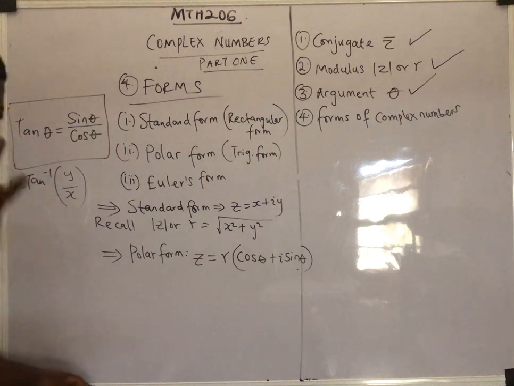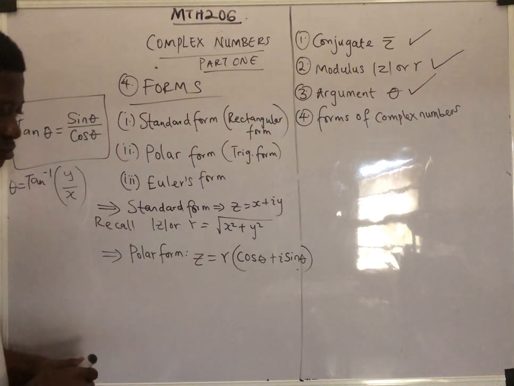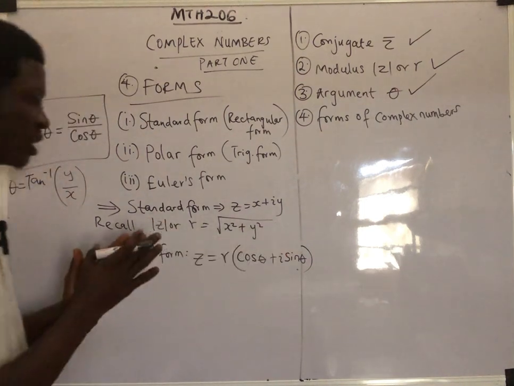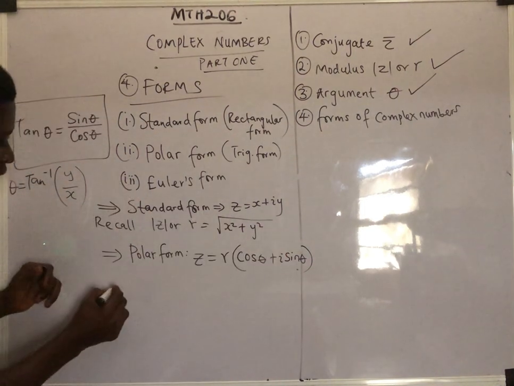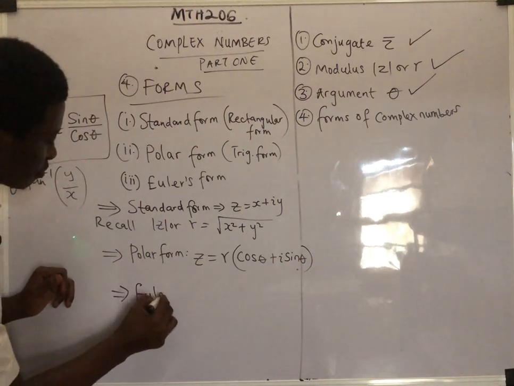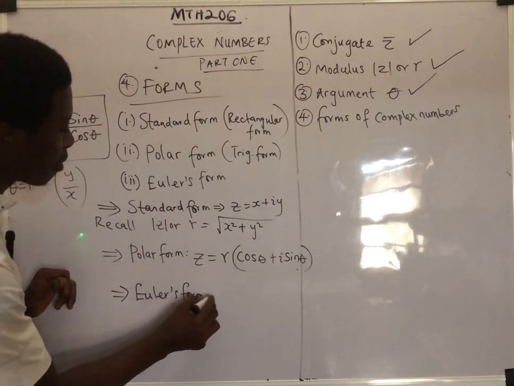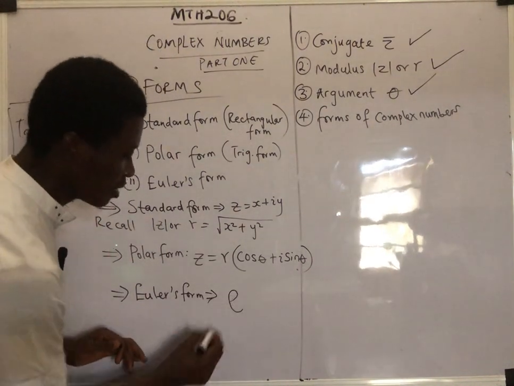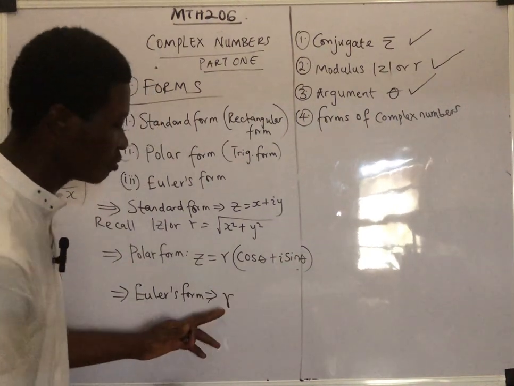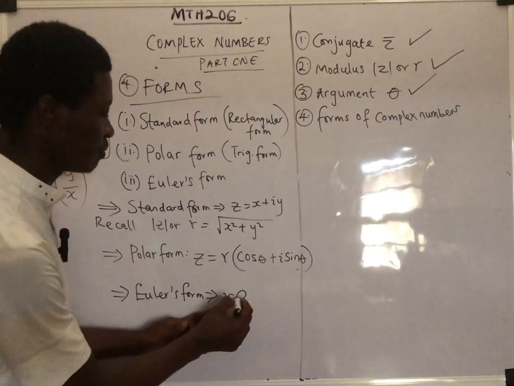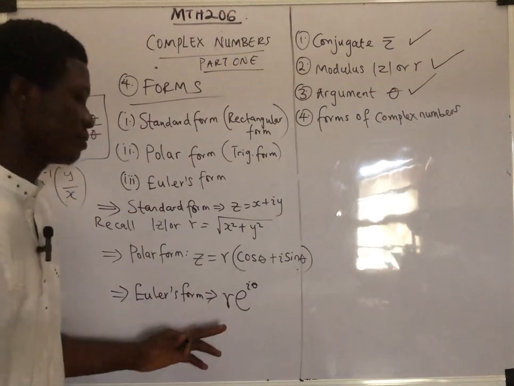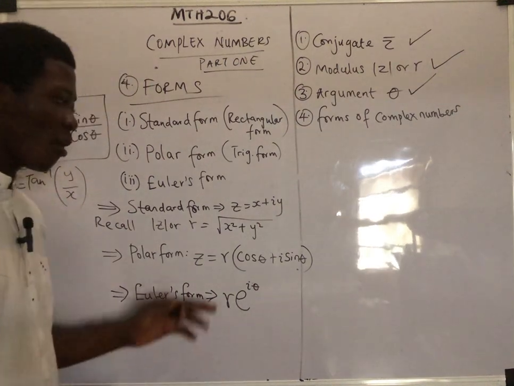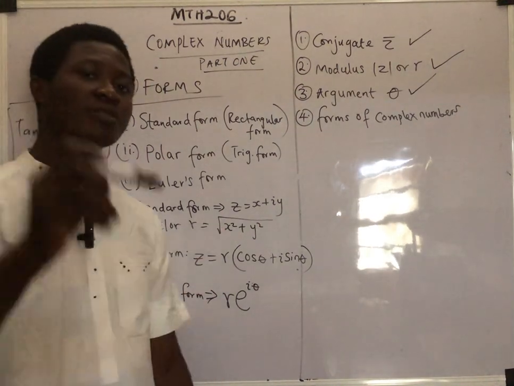We're still going to discuss this in our next video. Polar form can still be expounded further, so this is the basic one. Then lastly, we have the Euler's form. This form is with respect to the exponential. You first write your modulus, then e to the power of i theta. So this is it. All of these forms are related.